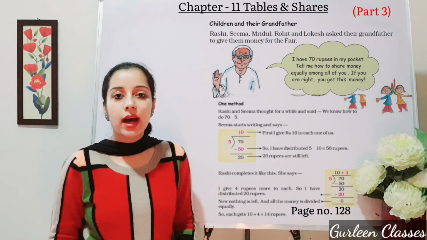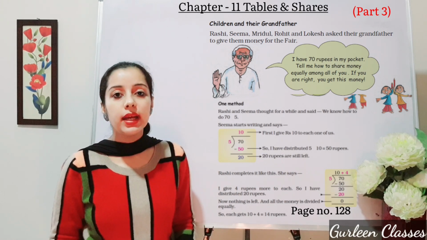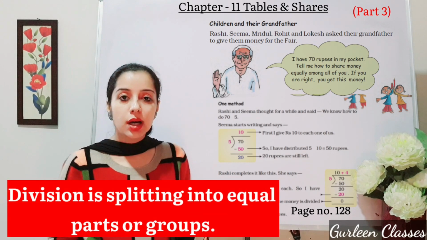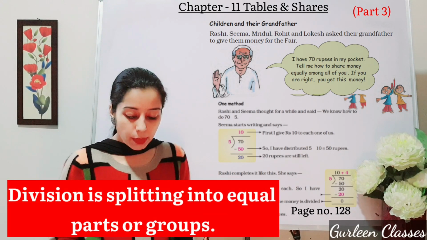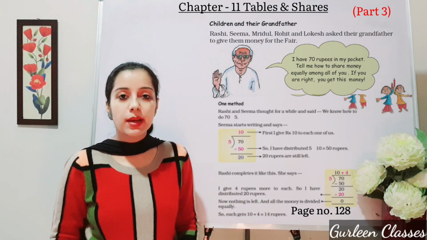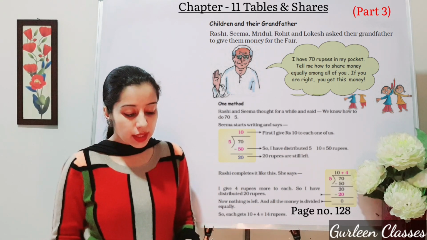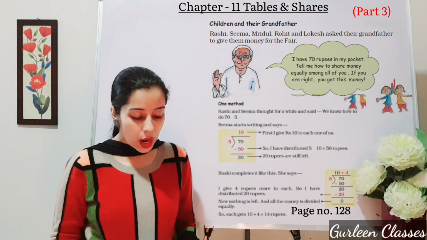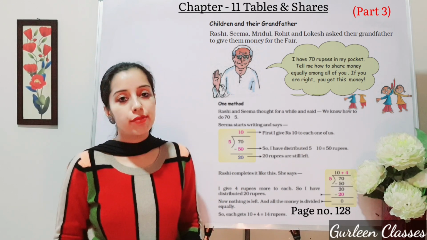How much money grandfather has? He has 70 rupees in his pocket. Tell me how to share money equally among all of you. If you are right, you get this money. So here, first method they have written, Rashi and Seema thought for a while and said, we know how to do 70 divided by 5.